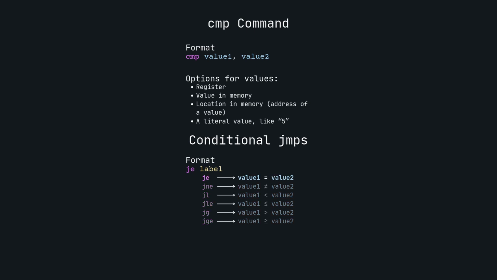JE jumps to the label if the two values compared are equal. JNE jumps if the values are not equal. JL jumps if the first value is less than the second. JLE jumps if the first value is less than or equal to the second. JG jumps if the first value is greater than the second. And JGE jumps if the first value is greater than or equal to the second.